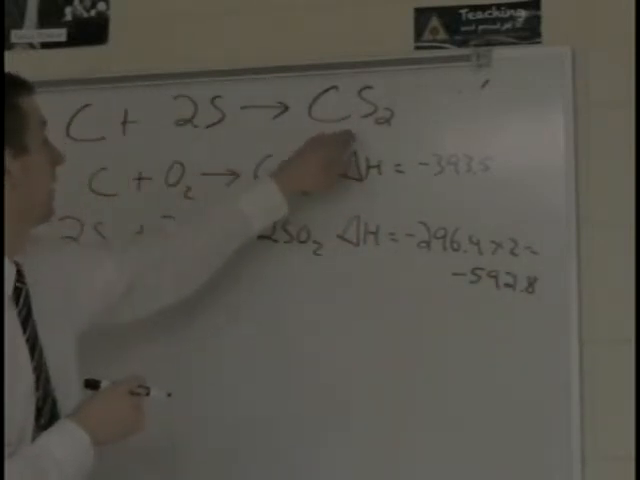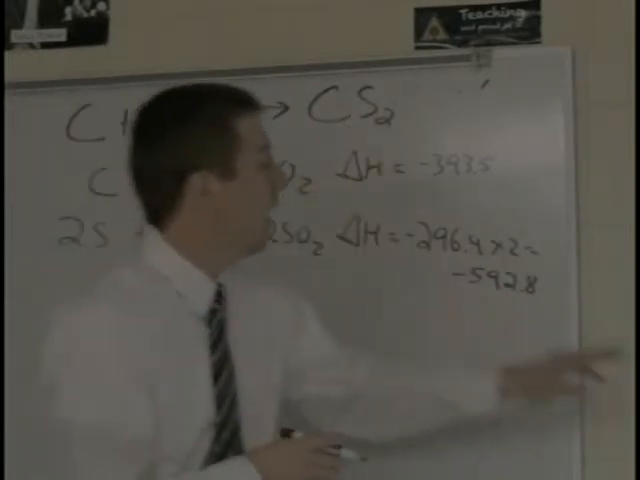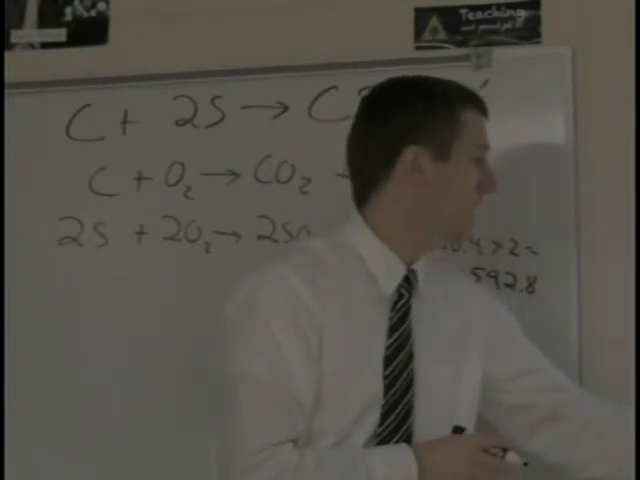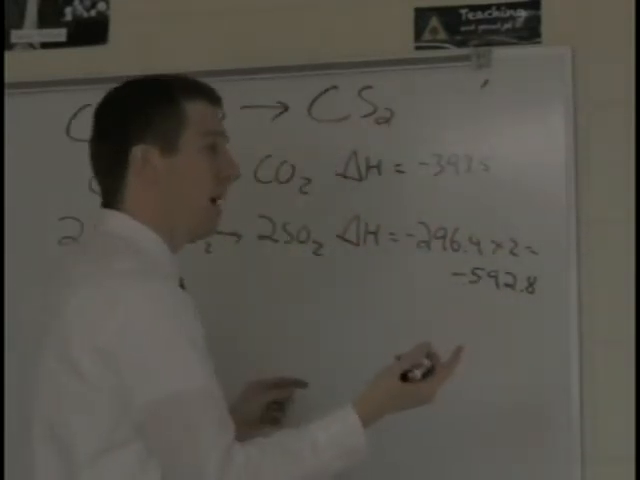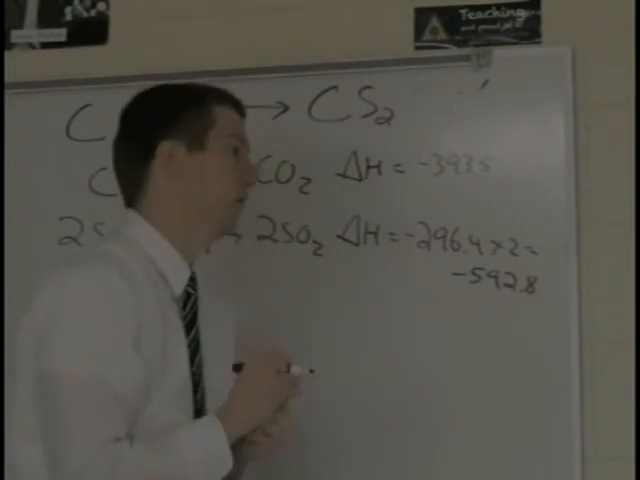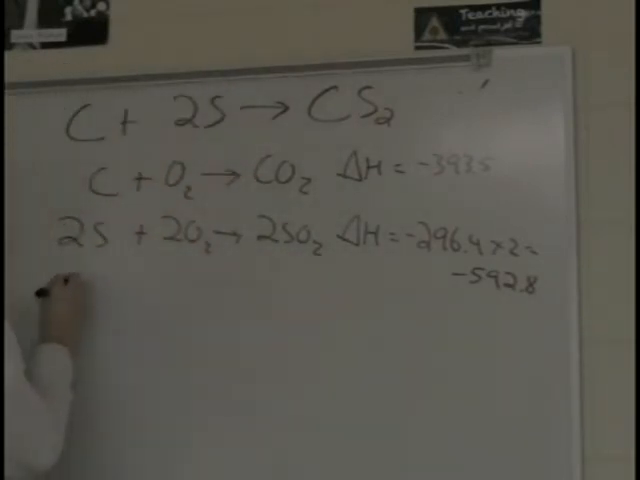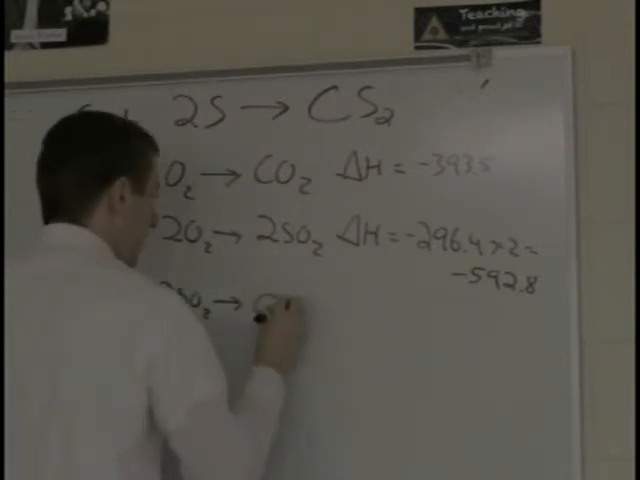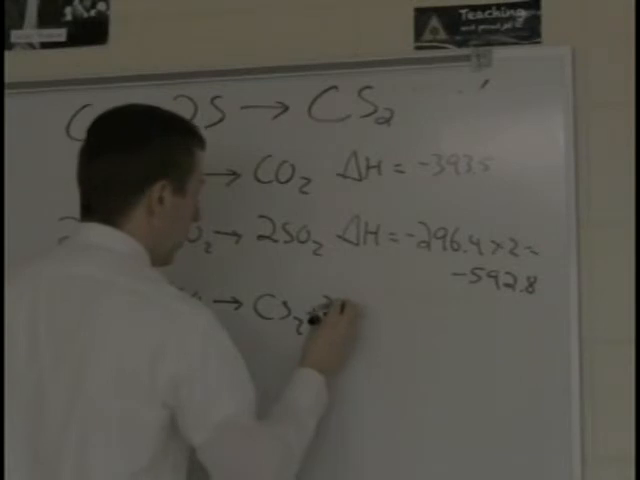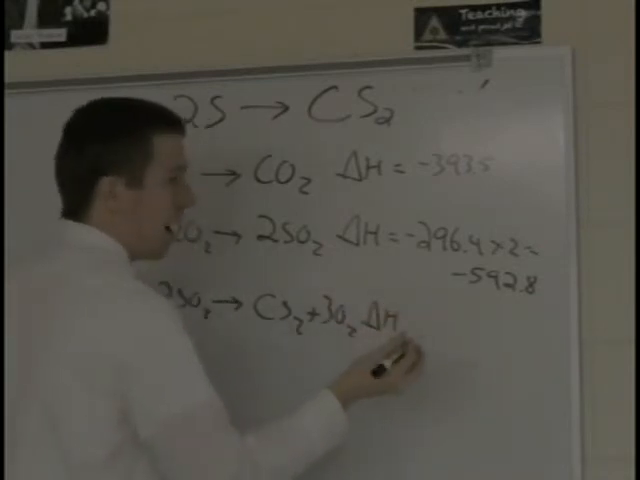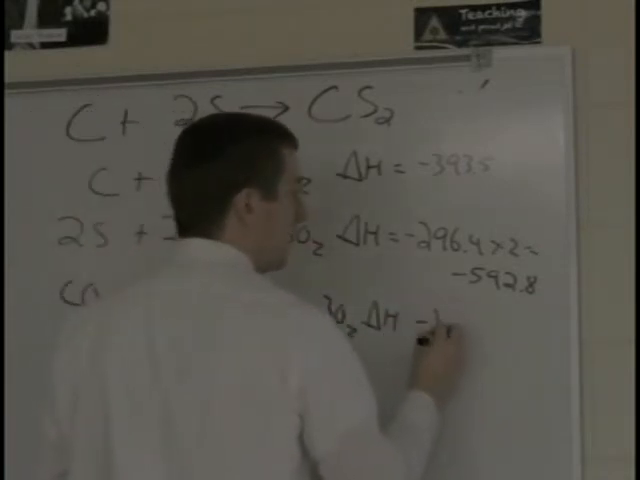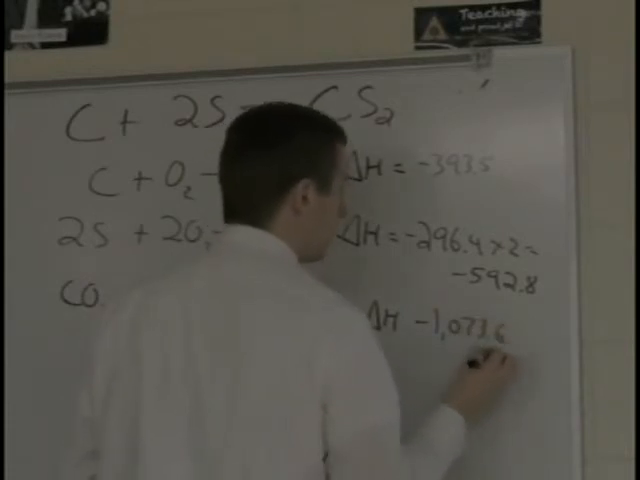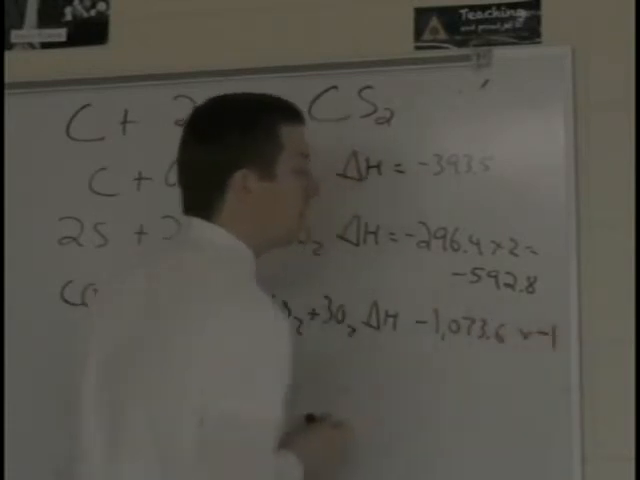Lastly, I have CS2 on the product side here. I have CS2 on the reactant side here. So what I have to do is multiply by negative 1, or the inverse of that equation. So if I flip that equation around, it's CO2 plus 2 SO2 yields CS2 plus 3 O2. The delta H for that was originally negative 1073.6, but I need to multiply by negative 1.